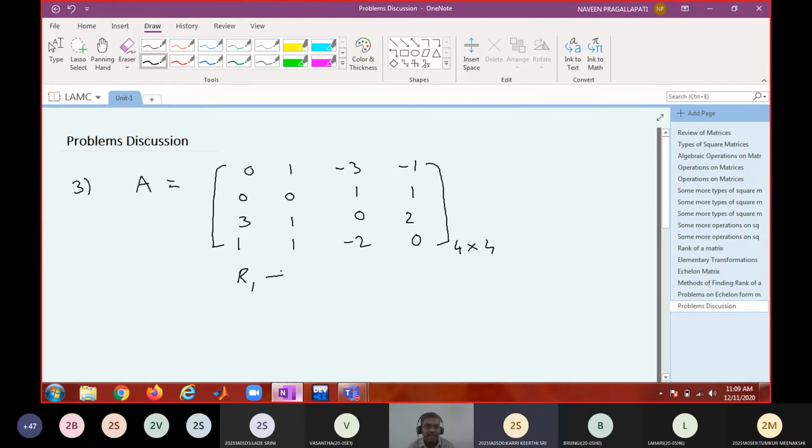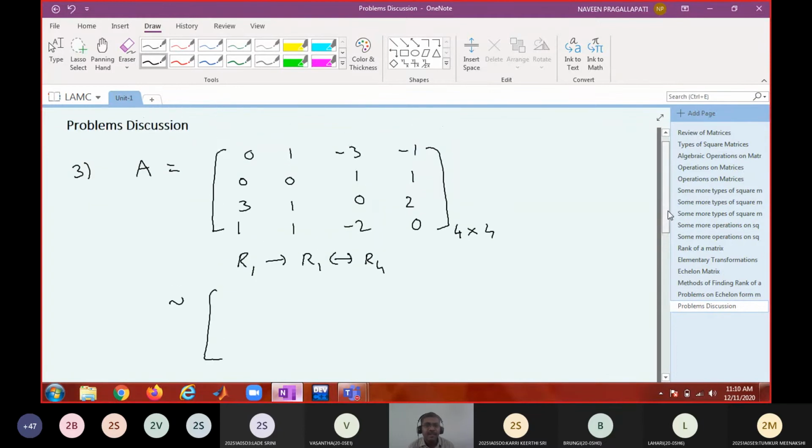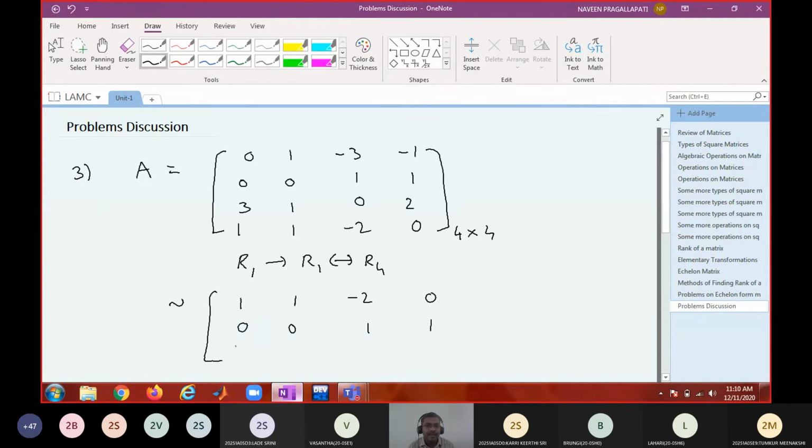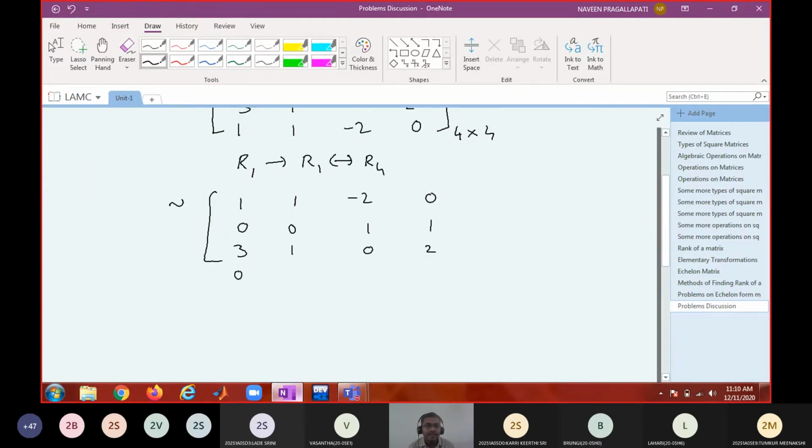So R1 interchange with R4. Okay. Then what is this matrix? 1, 1, minus 2, 0; 1, 1, minus 2, 0; 0, 0, 1, 1; 3, 1, 0, 2. What is the last row? 0, 1, minus 3, minus 1. Right. Now what is the next operation?